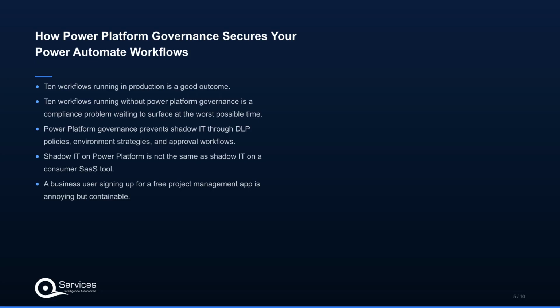Now, next up, how Power Platform Governance secures your Power Automate workflows. 10 workflows running in production is a good outcome. 10 workflows running without Power Platform Governance is a compliance problem waiting to surface at the worst possible time. Power Platform Governance prevents shadow IT through DLP policies, environment strategies, and approval workflows.